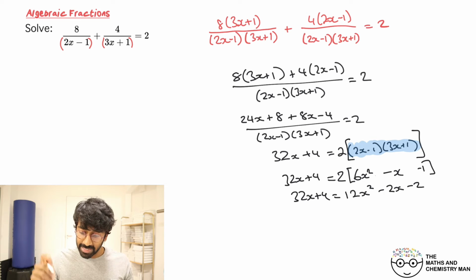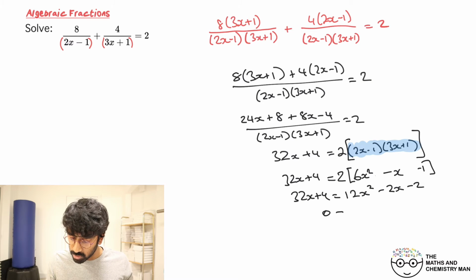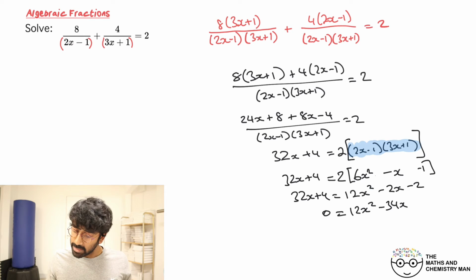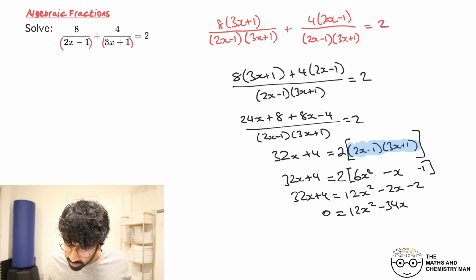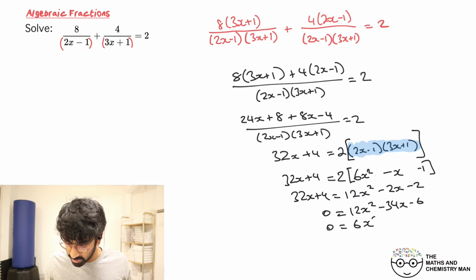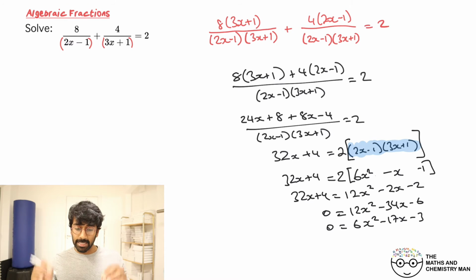Bring everything to the right hand side. So we'll have 0 is equal to, we've got 12x squared. Then we've got minus 2x minus 32x, so minus 34x in total. And then you've got, what's that? Plus 4, bring that over, so minus 6. Okay, good. This looks great. I think we can divide everything here by 2 to make it a bit easier. So we've got 6x squared minus 17x minus 3. Okay, good.